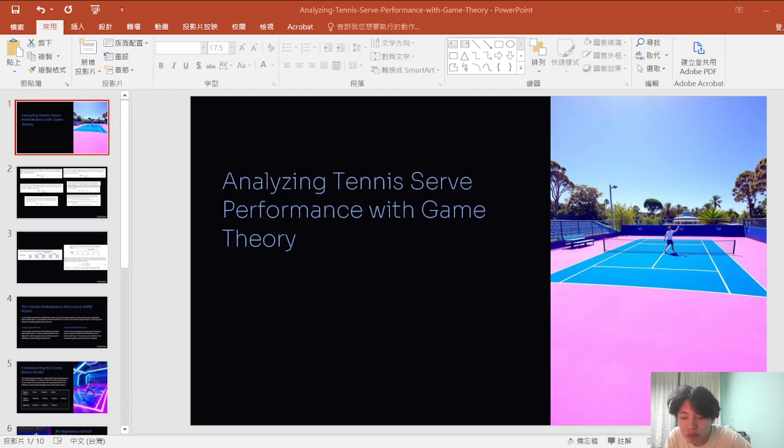The study concludes by highlighting the advantages of the SPR metric, discussing its implications for strategic decision-making, and emphasizing the importance of Nash equilibria in shaping tennis strategies. This approach offers deeper insights into athletes' performance and decision-making processes, with potential application in competitive analysis and tailored training.